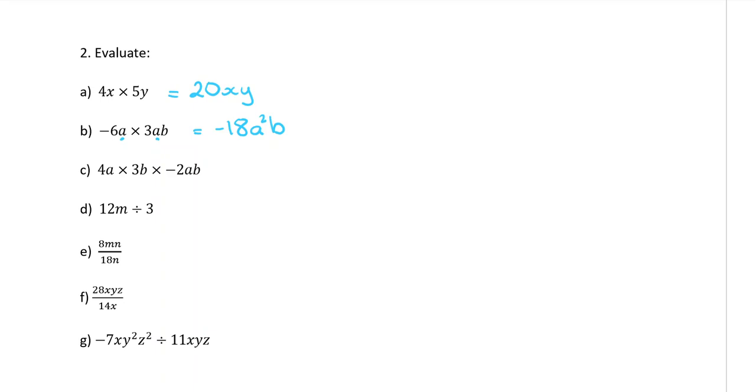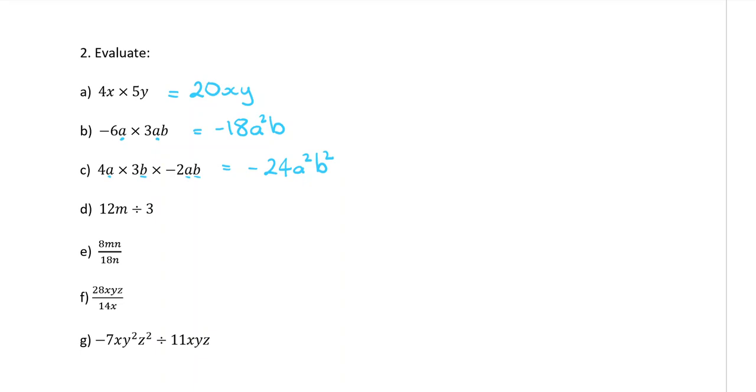In C, we have 4 times 3, which makes 12, times the minus 2 makes negative 24. So minus 24, and now put all the letters at the end. I have 2 a's, so that will be a squared. Then I also have 2 b's, so that will be b squared. So minus 24, a squared, b squared. Question D, we start our dividing ones.